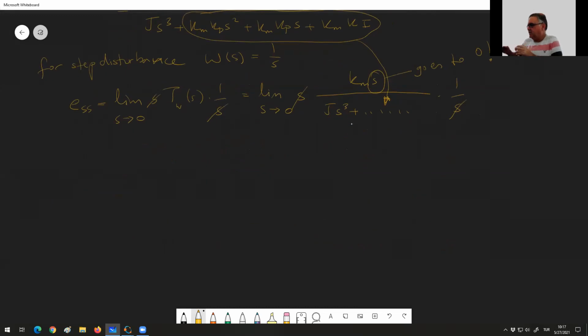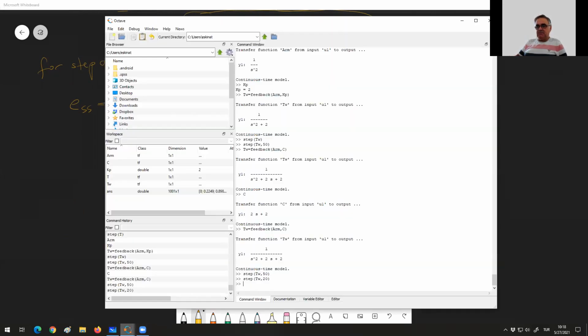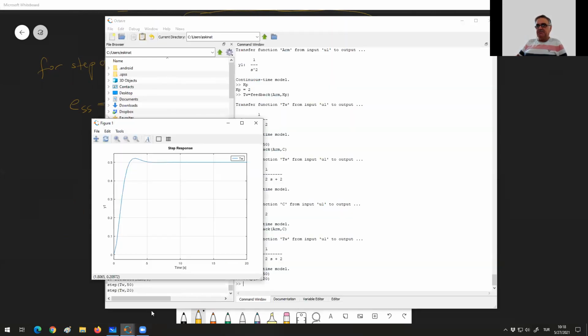So the steady state error for step disturbance with integral control is indeed 0. And we will show this by using this, what was it? Okay, this was the disturbance.